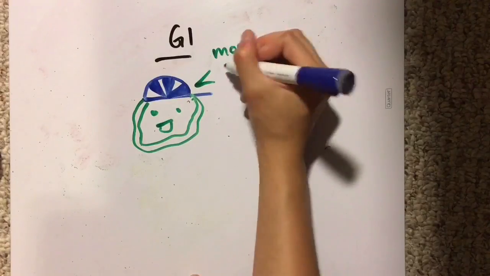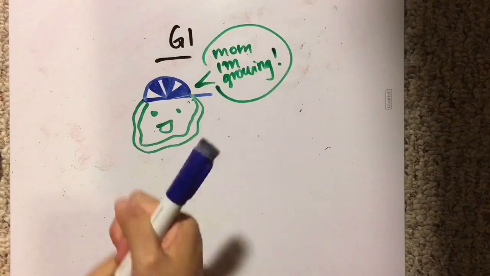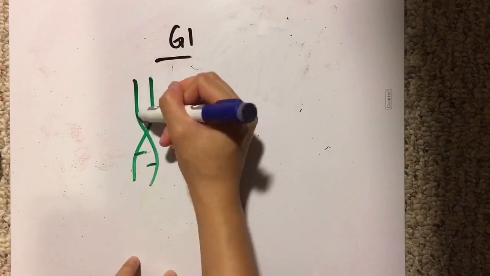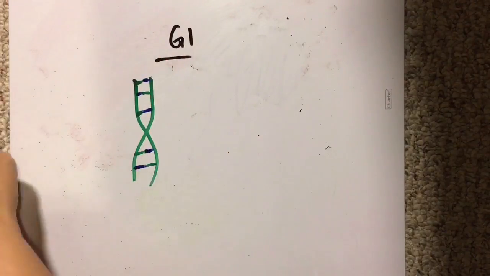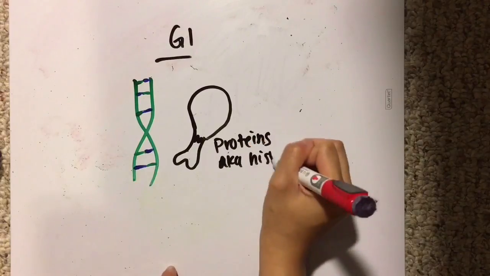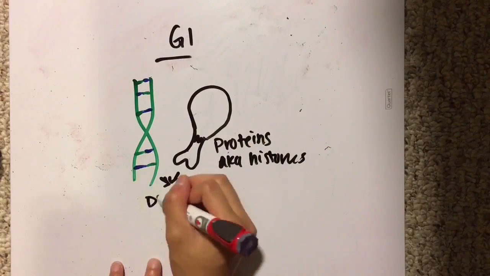In the G1 phase, the cell goes through growth. This is considered the first phase of the cell cycle, and during this time, the cell is making mRNA and proteins that it needs to undergo DNA synthesis.